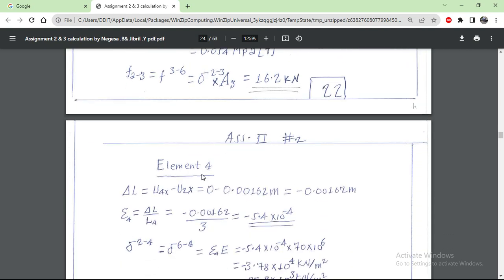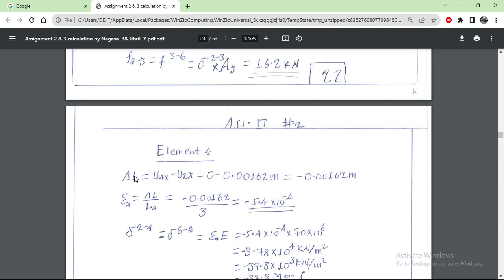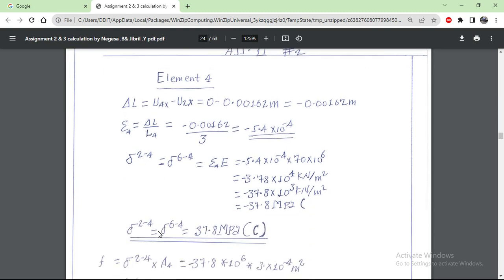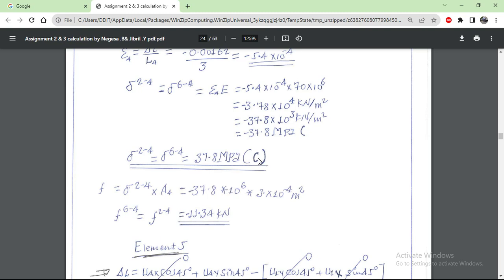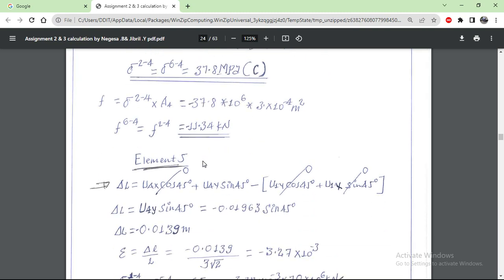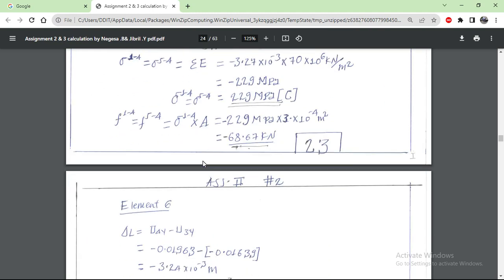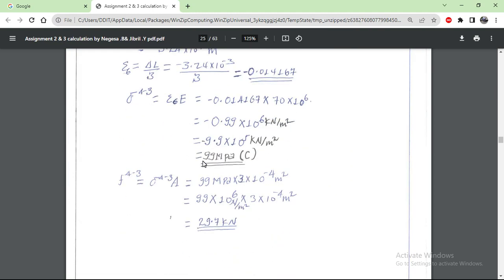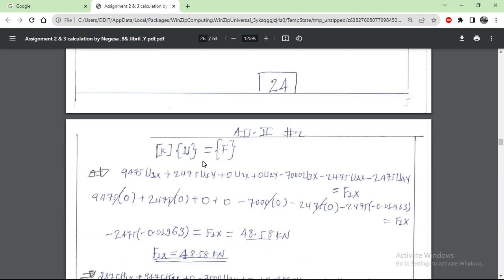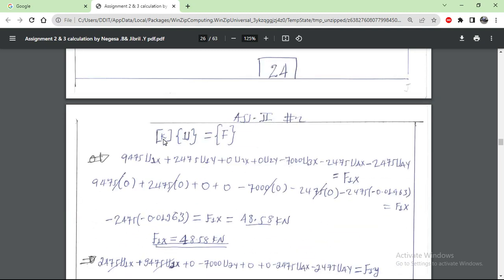For element number 4, similarly we get change of elements, strain, stress also. We develop everything. C shows that it is compressive. It's negative. For element number 5, we also calculated. For element number 6, similarly, we're doing this process. Then we use the symbols of K times displacement, global stiffness times displacement equal to force. This one is the general equation. From that, we substitute all the data we have.